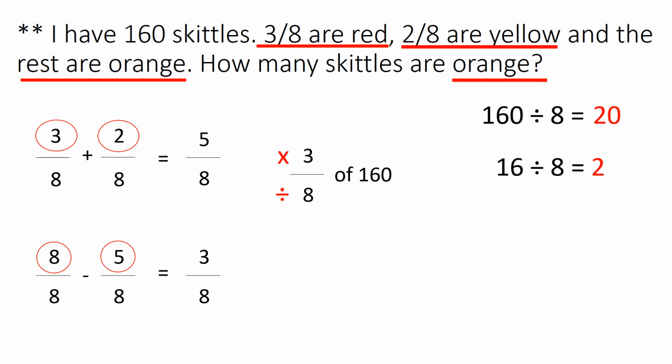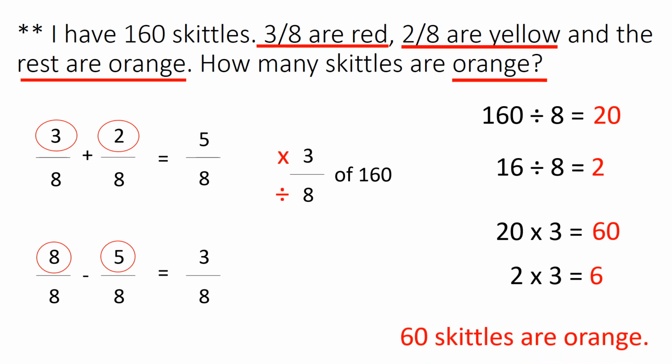Now we need to multiply it by our numerator. So we've got 20 and we're going to times it by 3. Again, this could be a bit tricky, but we can use our times tables to help us out because we know that 2 times 3 equals 6. So our answer will be 10 times bigger. And 10 times bigger than 6 would be 60. So we've divided by our denominator and then we've times that answer by our numerator. So we know that 60 Skittles are orange.